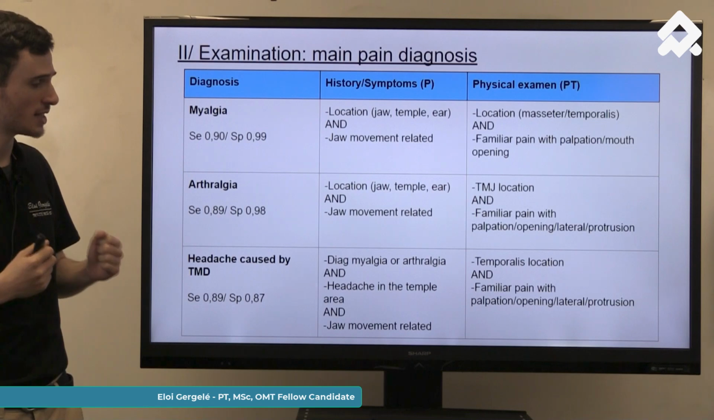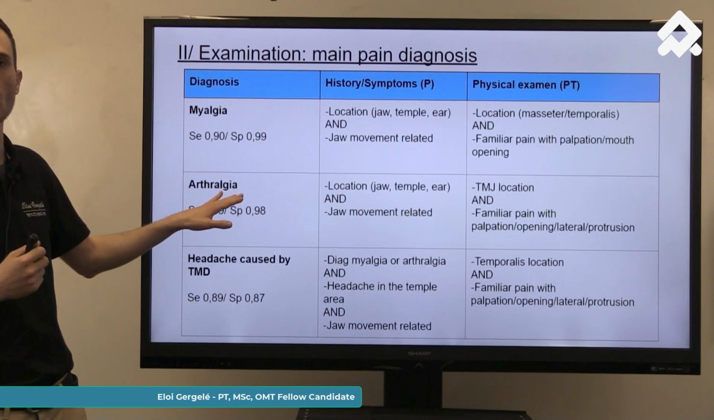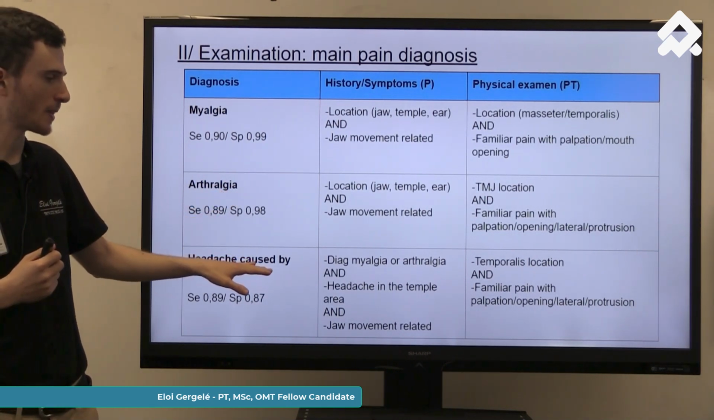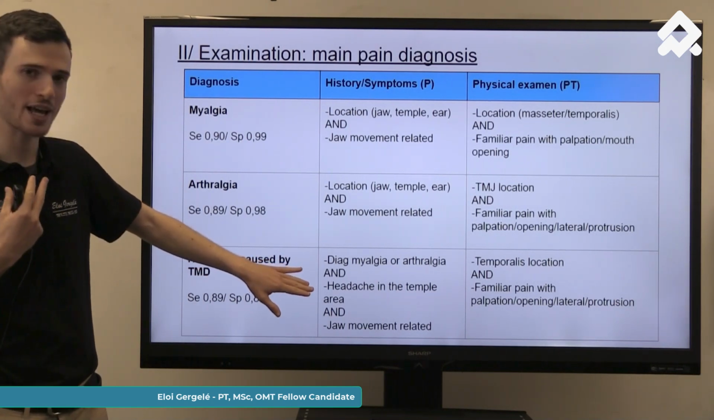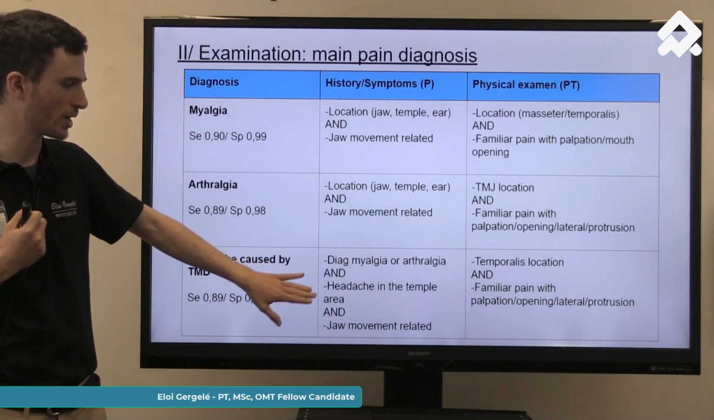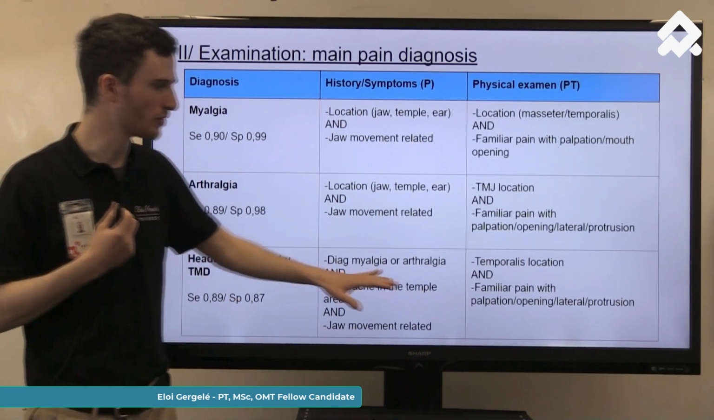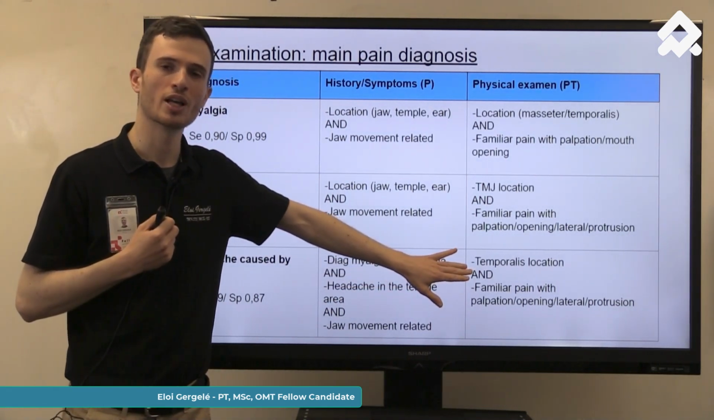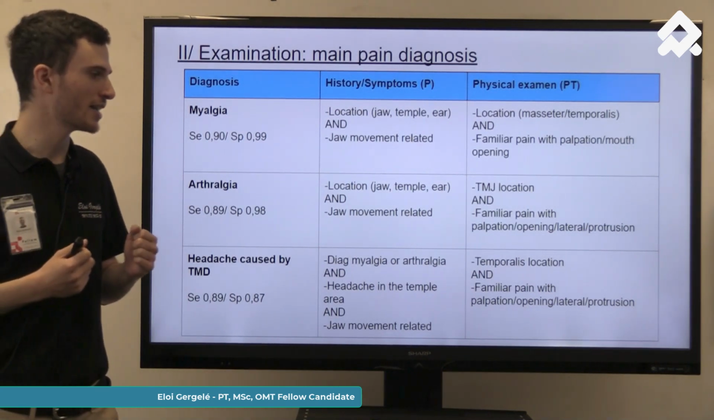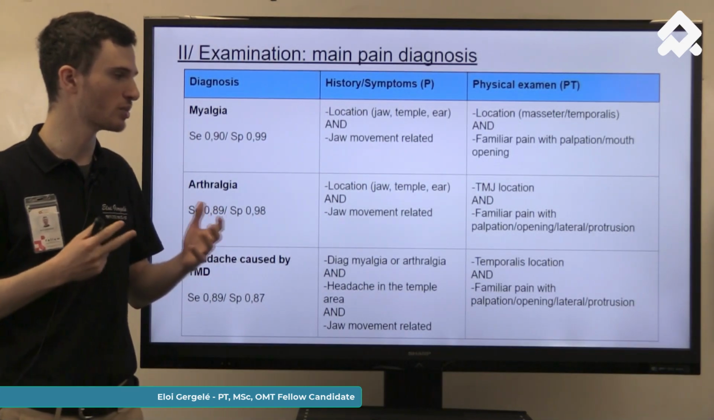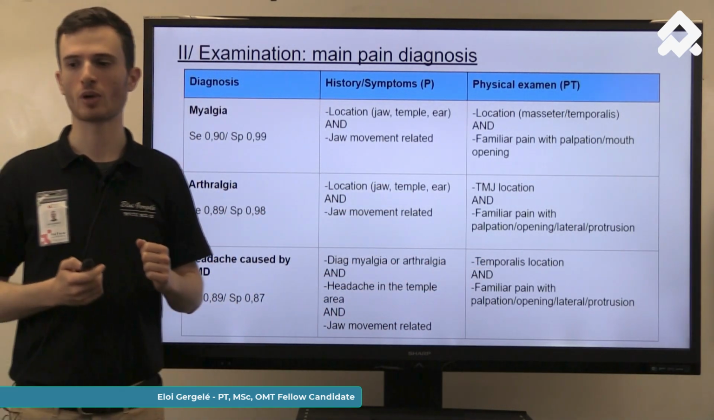And finally, we have headaches caused by TMD. In order to do this diagnosis, the patient has to have a diagnosis of myalgia or arthralgia, and the headache has to be in the temple area, and it has to be jaw movement related. In the physical examination, we are going to confirm that the pain is located in the temporalis area, and the familiar pain has to be reproduced with palpation, opening, lateral or protrusive movements.